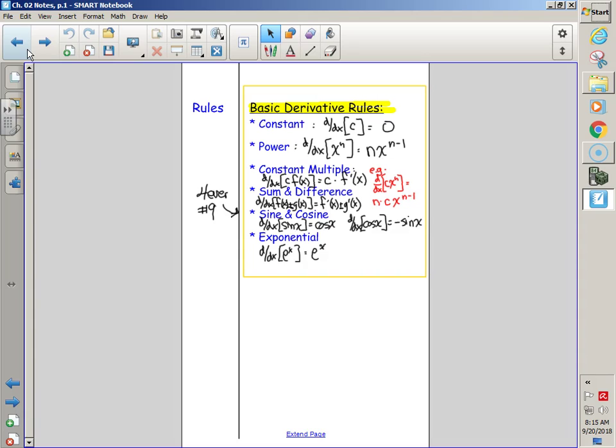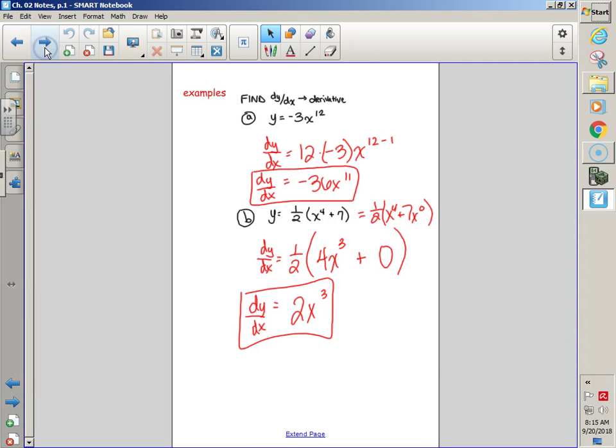Sum and difference: we can take the derivative of each separate part of the sum and difference and then put it all together for the final derivative. Derivative of sine is cosine, derivative of cosine is negative sine, derivative of e to the x is e to the x. There they are. Okay. Today we have to learn how to use them.